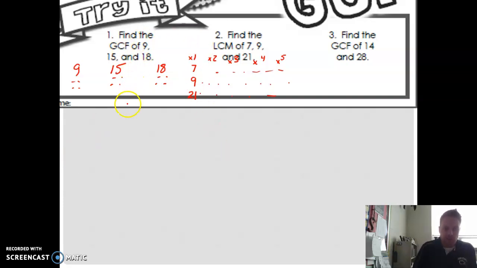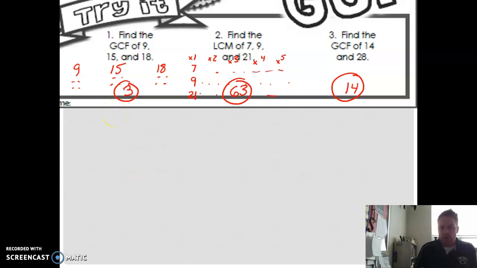All right, so the GCF that you should have gotten for this one would be 3. Your LCM of 7, 9, and 21 would take you a little while, but it would be 63. And your GCF of 14 and 28 would be 14. So hopefully you did well on those.